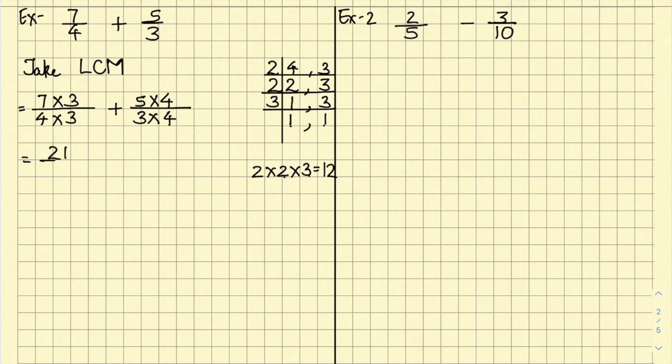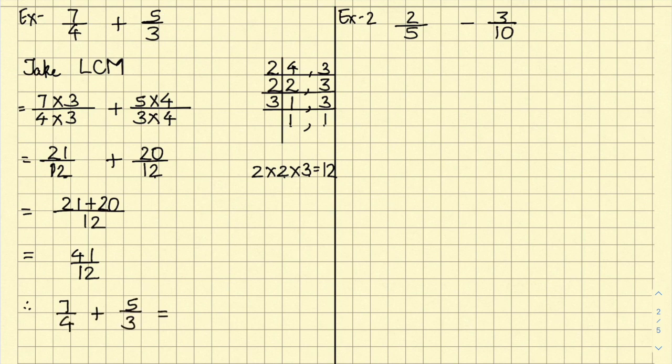7 3s give 21 upon 4 3s give 12, plus 5 4s give 20 and again 3 4s give 12. Now you can see the denominators 12 are absolutely the same. So this is your like fraction. You just have to add the numerators, that is 21 and 20. 21 plus 20 gives you 41 over 12, and these two numbers are not divisible further by any common factor. So ultimately we get 7 over 4 plus 5 over 3 is equal to 41 over 12.